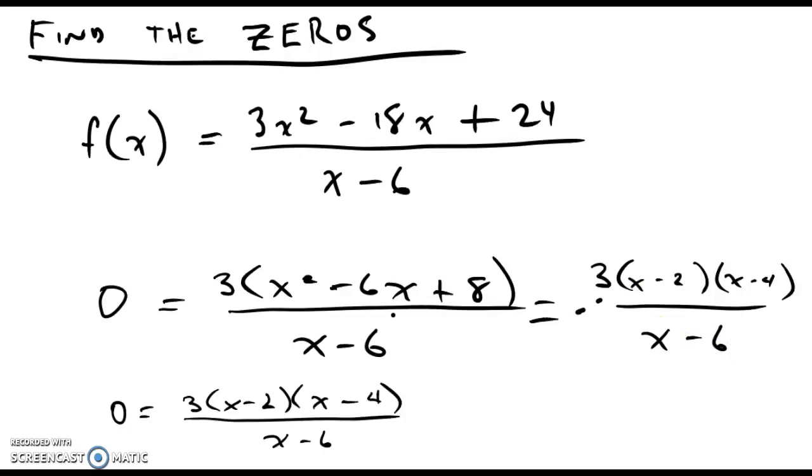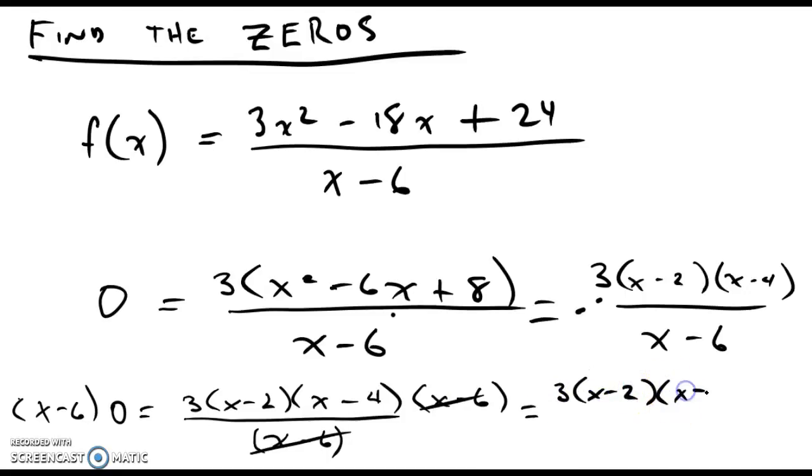And now, what we can do to get rid of this denominator is just cross multiply. So I'm going to cross multiply, or I can multiply both sides by x minus 6. Actually, that's easier. It's easier to look at it that way, I think. So 0 times x minus 6 is just 0, and over here it cancels. So now we just have 3 times x minus 2, x minus 4 is equal to 0.